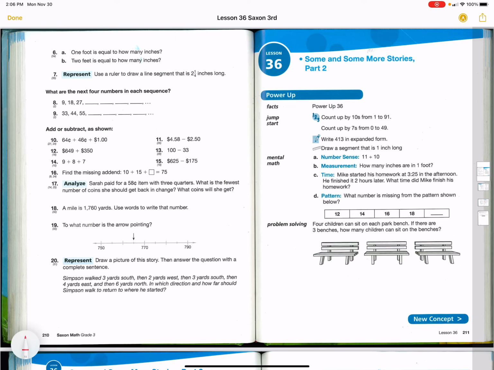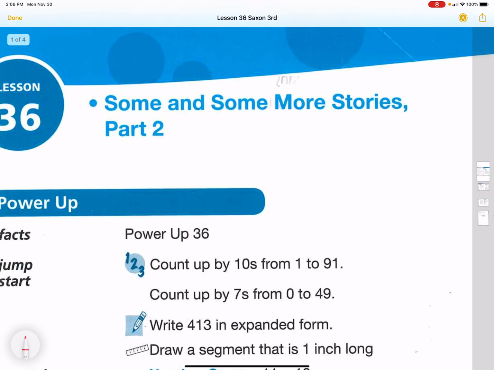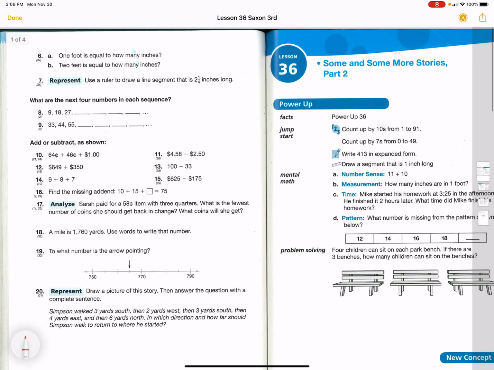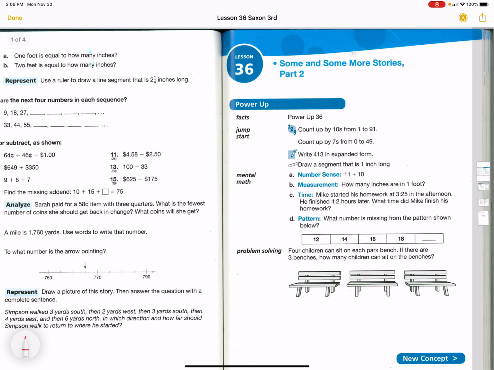All right, guys, this is for remote learning. This is lesson 36, some and some more stories, part two. So this isn't really a new concept. We are just getting extra practice with word problems that are adding. That is all some and some more stories are, word problems that are adding.